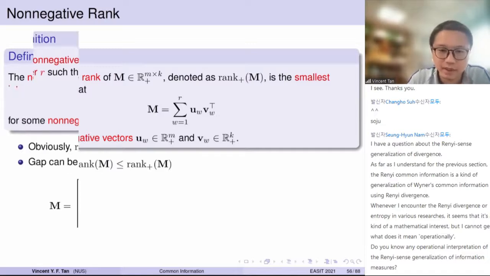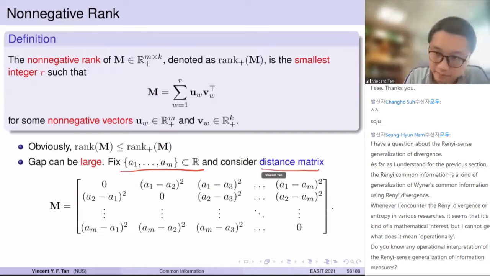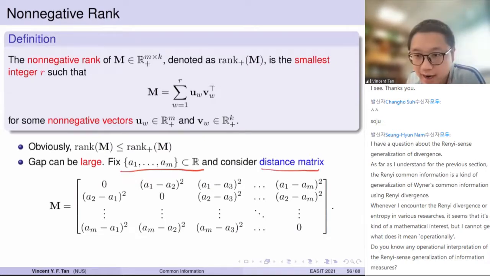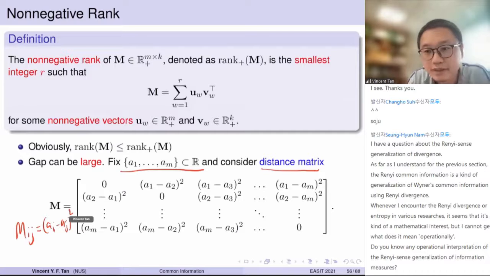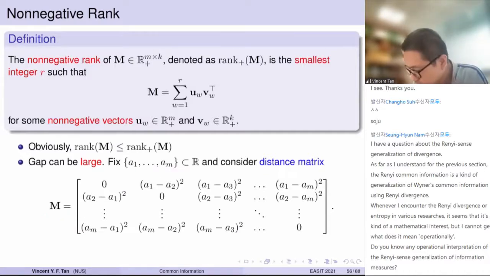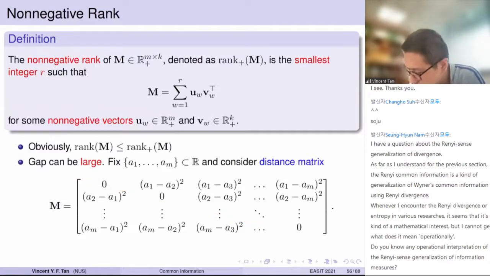So for example, let's consider this matrix. You have m real numbers, and you consider the so-called distance matrix. The distance matrix is such that every entry M_ij is equal to (a_i minus a_j) squared. So this distance matrix has zeros along the diagonal, and along the off-diagonals you have the squares of these numbers.